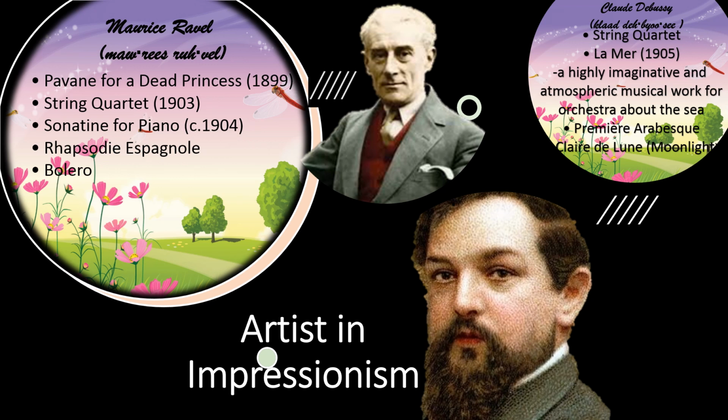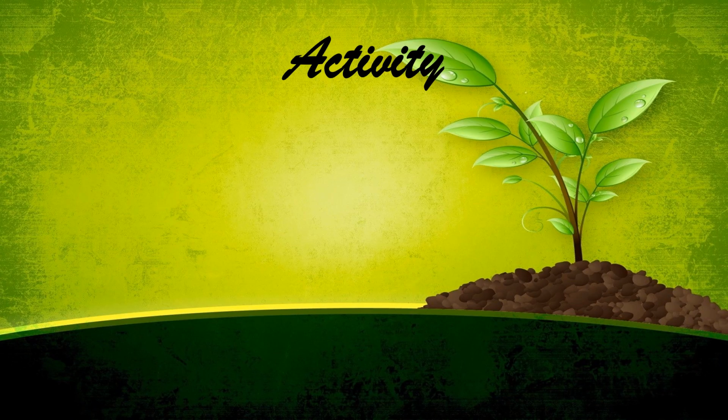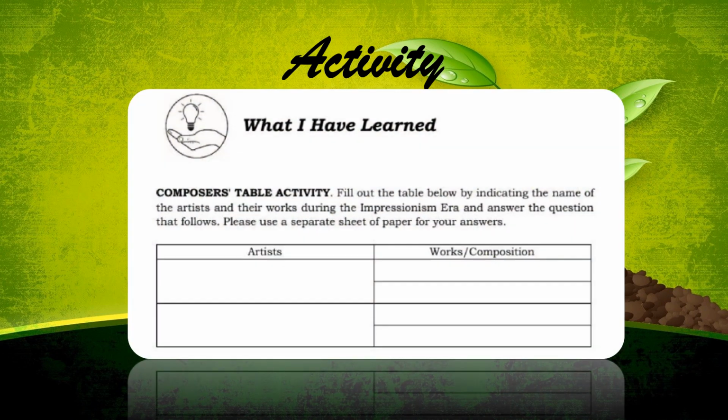La Mer, which is a highly imaginative and atmospheric musical work for orchestra about the sea, and the Premiere Arabesque, and the famous Clair de Lune, also known as the Moonlight. Now that you know the two famous artists under Impressionism music, you can now do the activity.